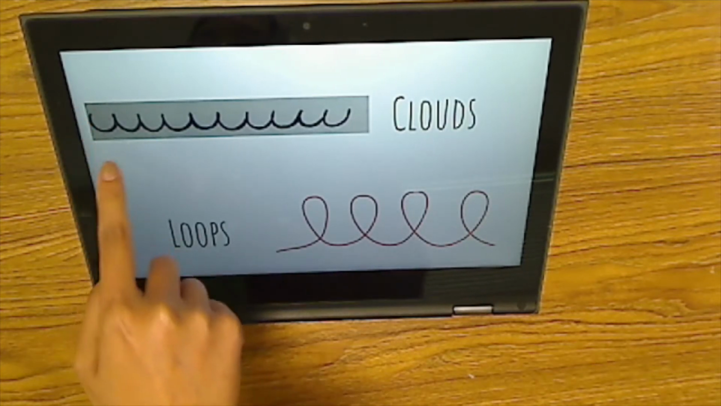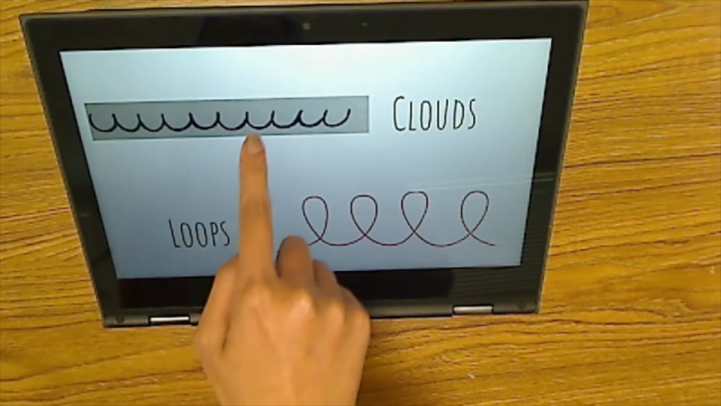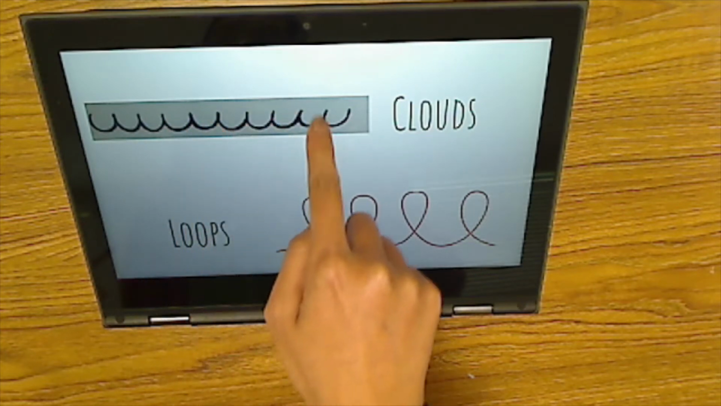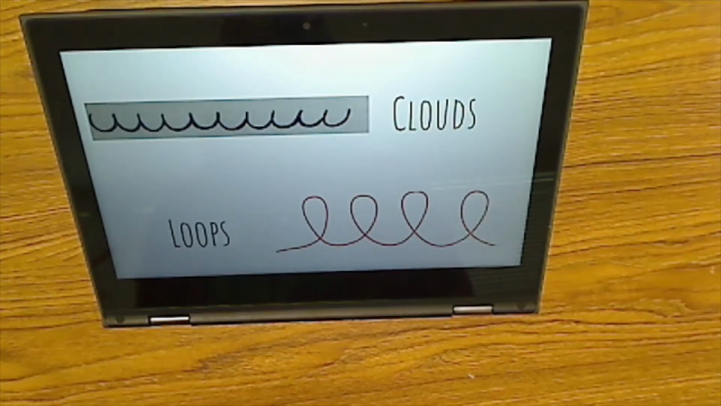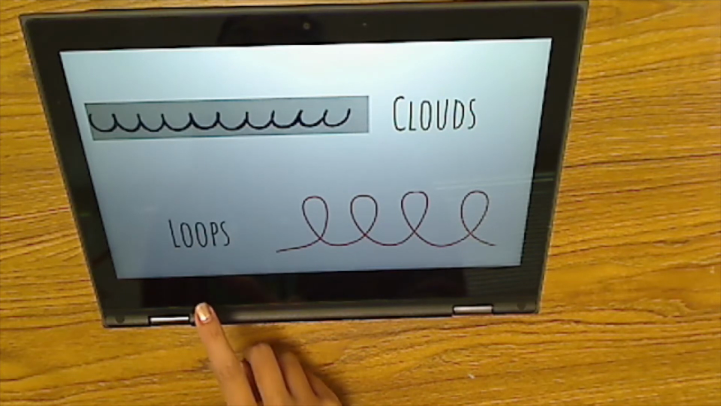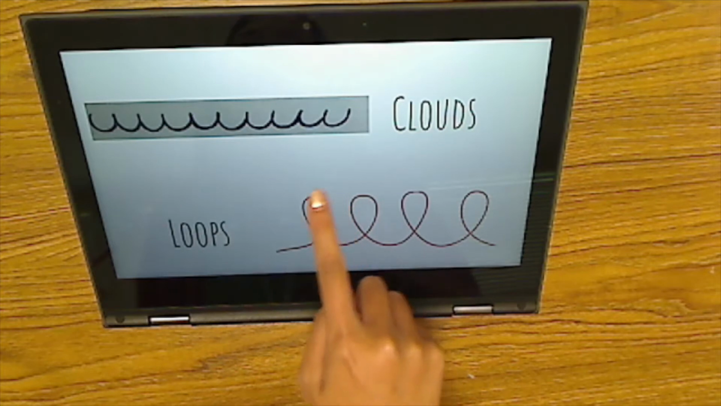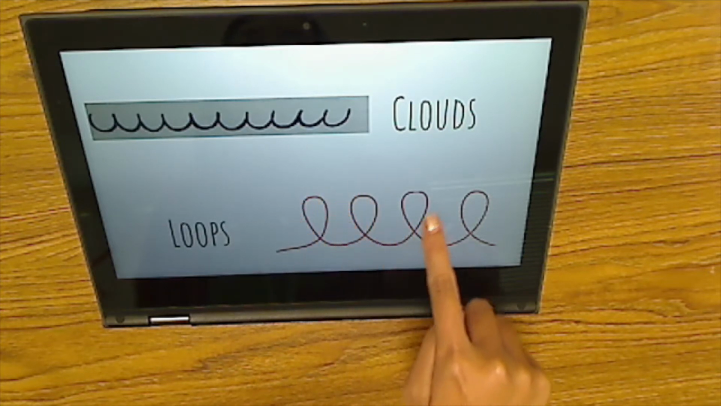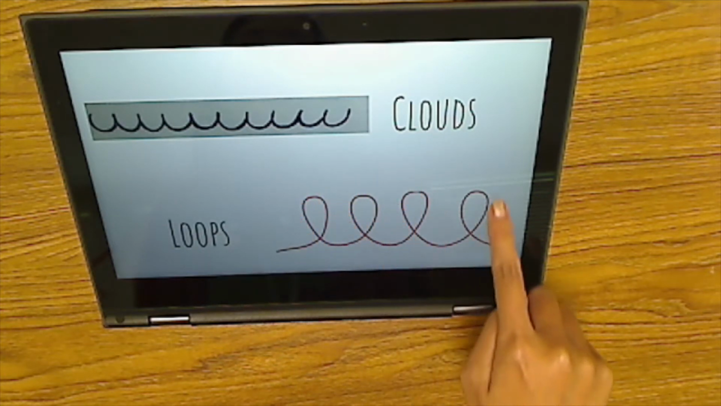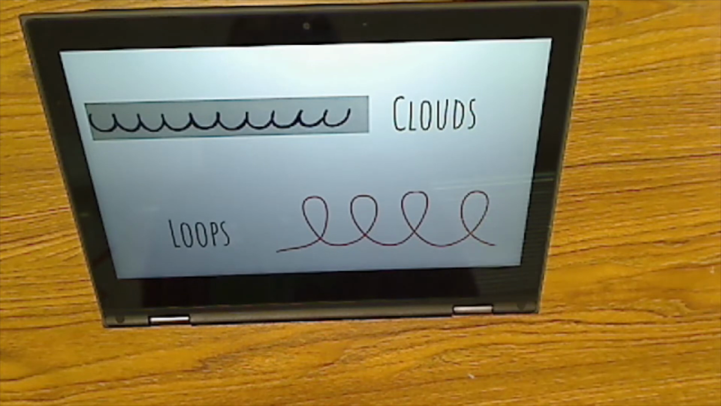We also have cloud lines, just like it says, they kind of make the shape or the lines of clouds. And then the last one we're looking at today are loop lines. Think about a roller coaster. Some roller coasters go in a loop-de-loop, just like this.